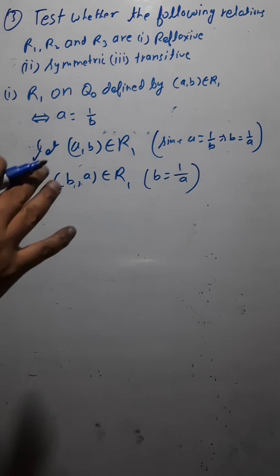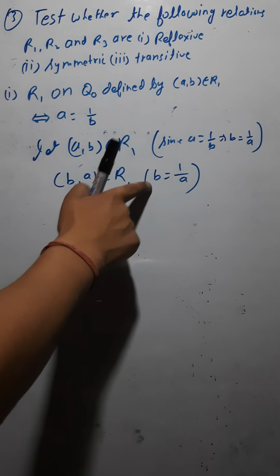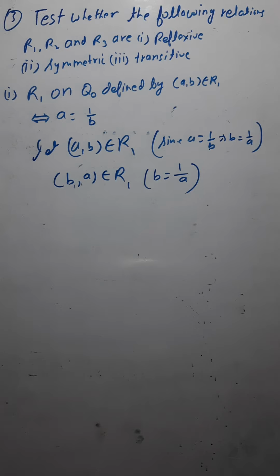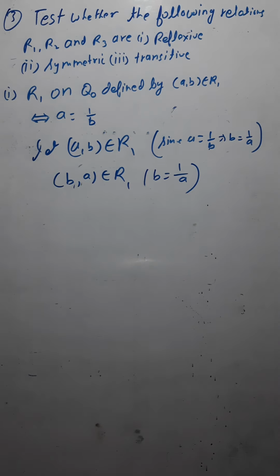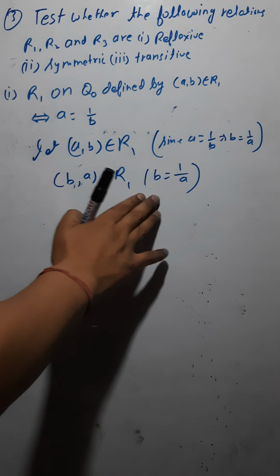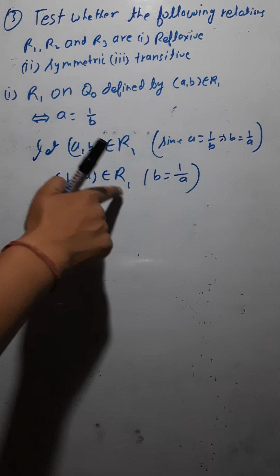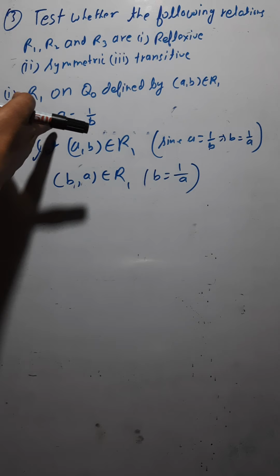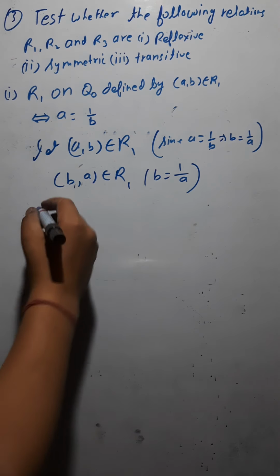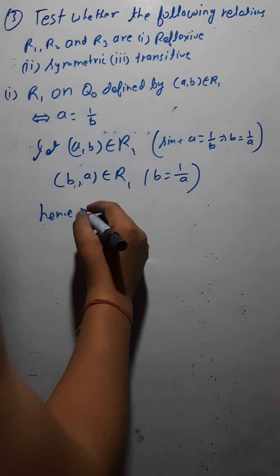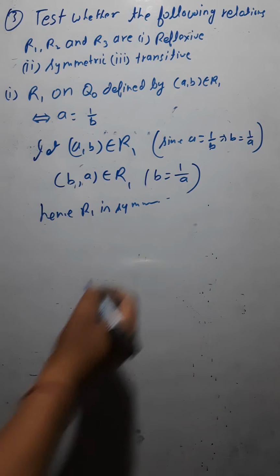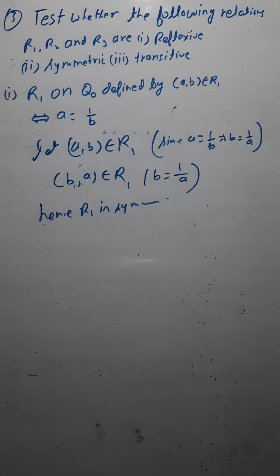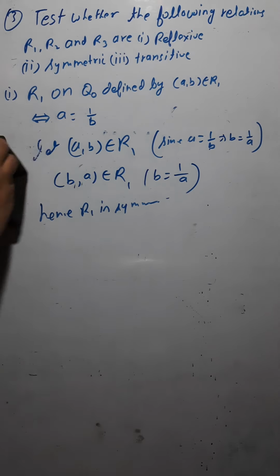That means the first element is equal to 1 by the second element, so this condition is being followed here. So it means this ordered pair is there in the relation. Hence the relation R1 is symmetric. Okay. Now let's check whether the given relation is transitive or not.